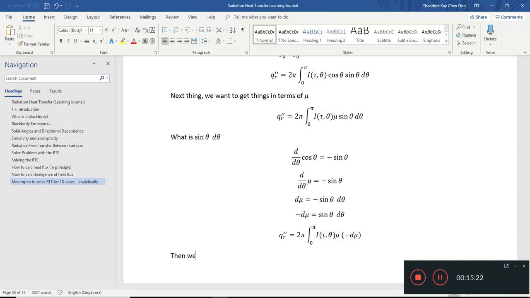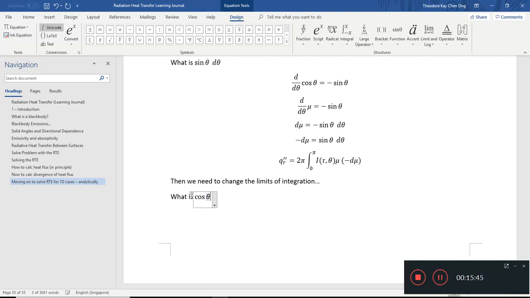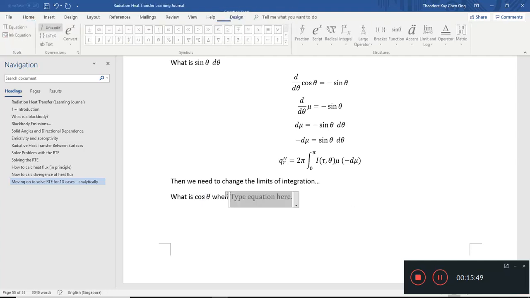And then we need to change the limits of integration. So what is cosine theta, or what is mu, when theta equals 0?